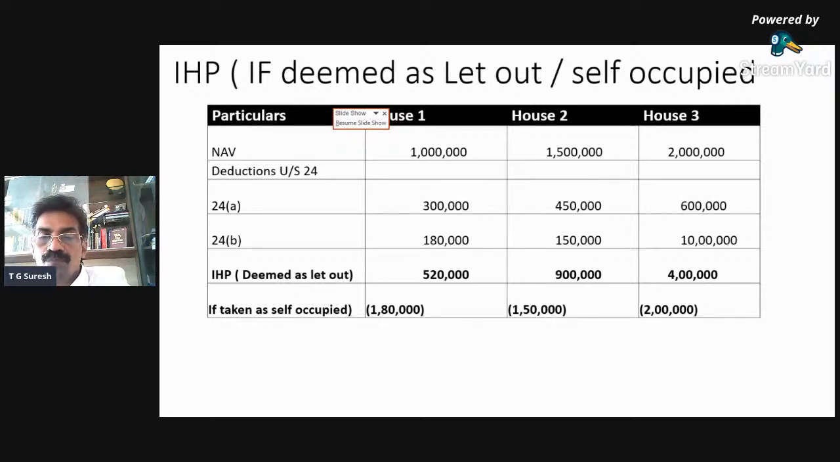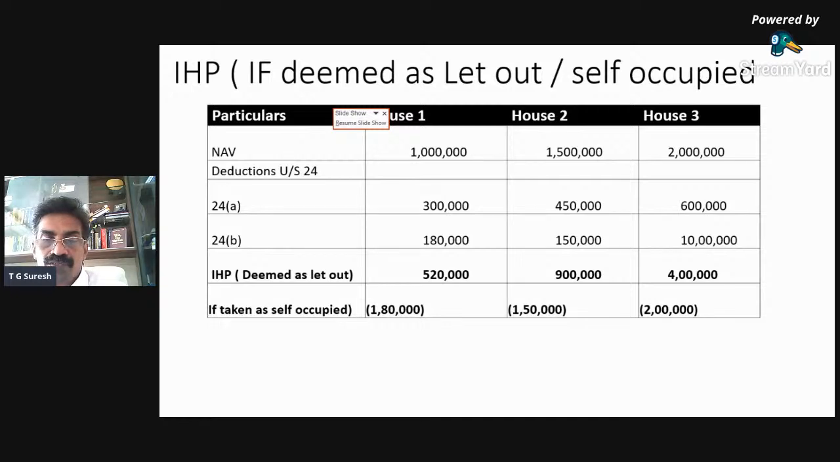So here I have the same thing. What I'm trying to do is choose house 2 as deemed to be let out. As you can see, if I choose house 2 as deemed to be let out, my income is 9 lakhs. I'm taking that from this table. Then the total interest for self-occupied property, both put together, is restricted to 2 lakhs. Therefore, I get 7 lakhs in this option. And the last one, deemed to be let out, if I choose house 1, is 520. And then I have 2 lakhs for self-occupied, giving 320 here.